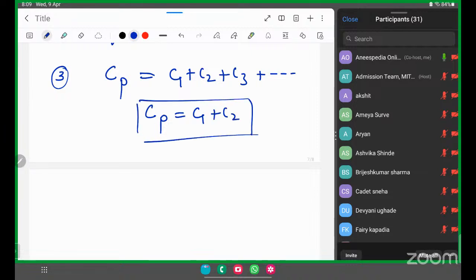Interesting point is that results on capacitors are opposite of the results in resistors. If we are having two resistors in series, then Rs is given by R1 plus R2. And this result is taken in capacitor in parallel. C parallel is C1 plus C2. So results on combination of resistors and combination of capacitors are opposite to each other.